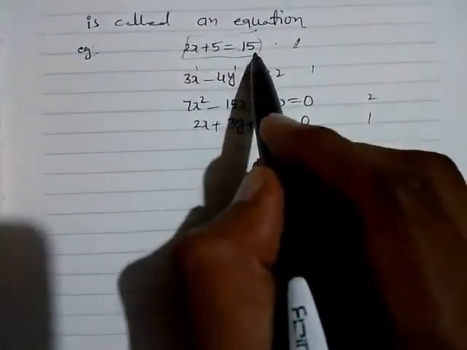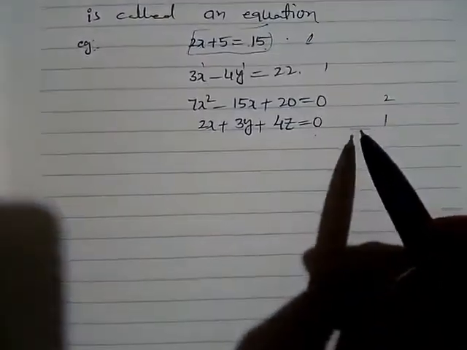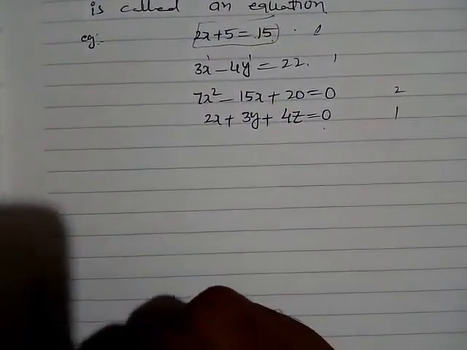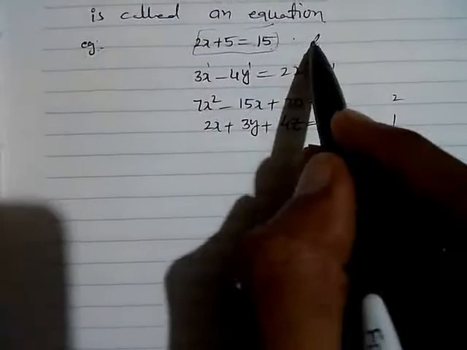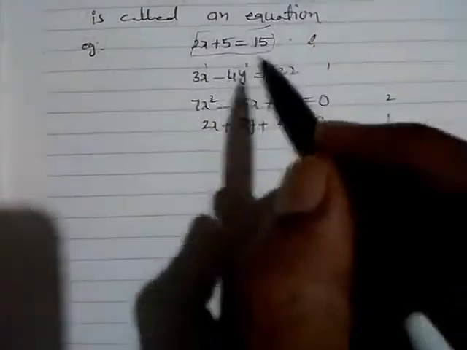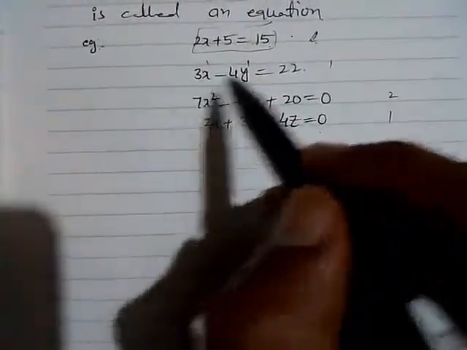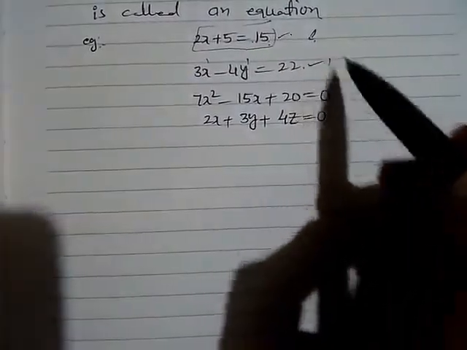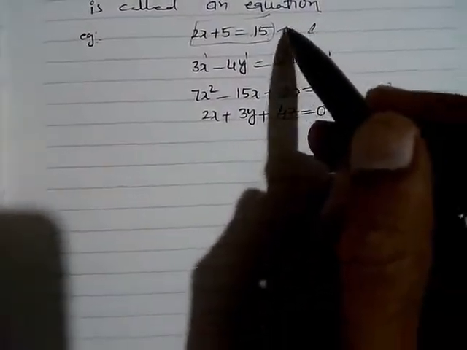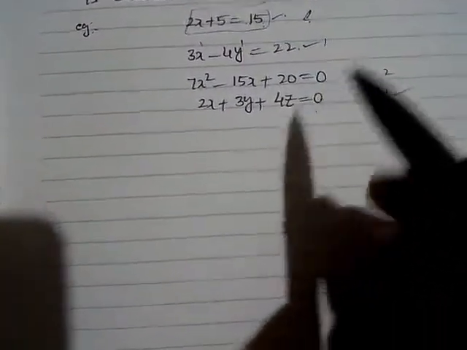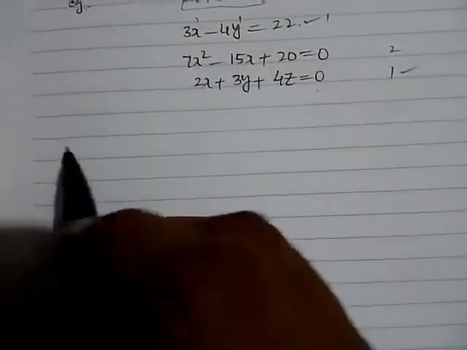If degree of an equation is 1, then it is called linear equation. So which are linear equation from these examples? First one, second one and fourth one. So these equations having only degree 1. So that's why they are called linear equation.